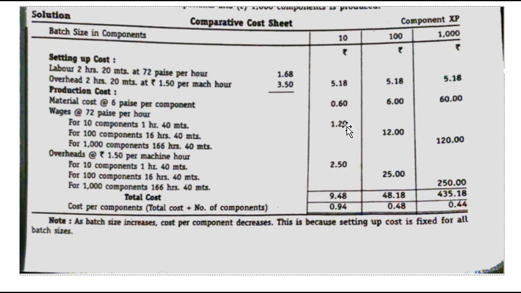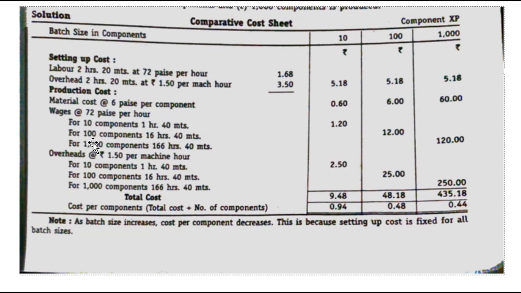So for 1 hour, how much is it? 0.72. So the time taken to produce 10 components is 1 hour 40 minutes. So for 1 hour, the rate is known. 1 hour into 0.72 will give you 0.72. Then for 40 minutes, what is the rate as per the calculation? 0.48. So 0.72, which is for 1 hour rate, plus 0.48 will give you 1.2, which is taken in your cost sheet, which is 1.20. That is for your 10 components.